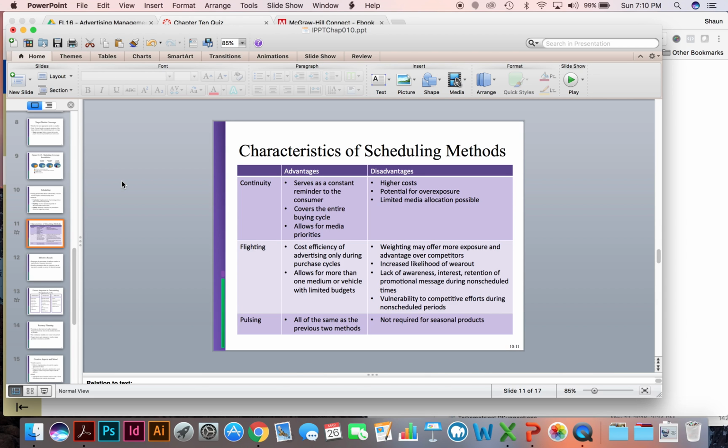And then finally, the pulsing scheduling method has all the advantages of continuity and flighting, but its disadvantage is it's not required for seasonal products, because obviously seasonal products only are advertised during that season.